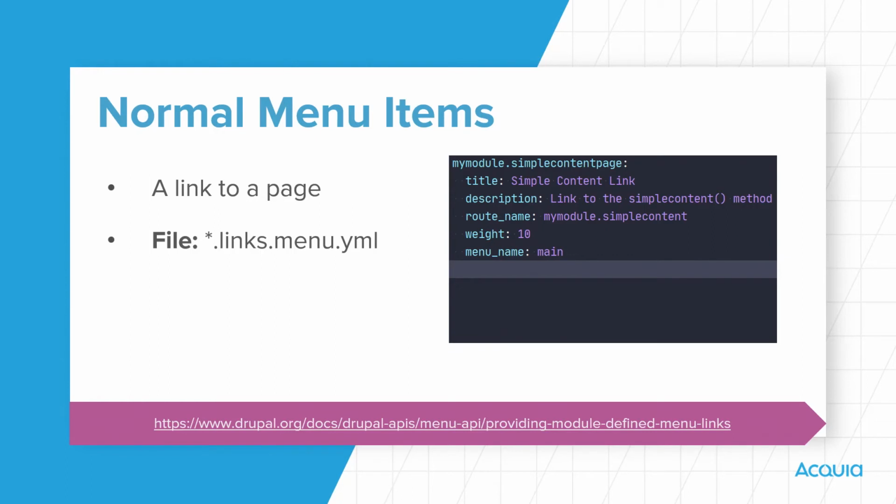The menu item we just created, myModule.SimpleContentPage, linking to the simple content page, is known as a normal menu item. A normal menu item is shown in menus and breadcrumbs. This is a link to a page, simple as that. These are always placed in the links.menu.yaml file.